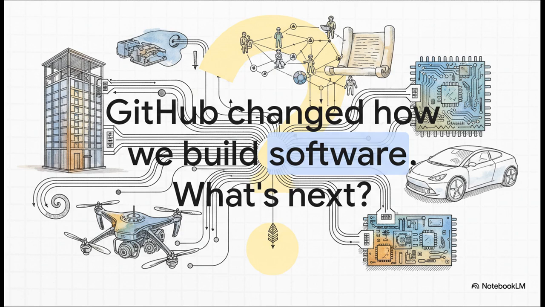GitHub totally revolutionized collaborative work for code. It created a blueprint for thousands of people to build incredibly complex things together safely and efficiently. So the question is, what's next? If this model works so well for software, what will be the GitHub for building, well, everything else?